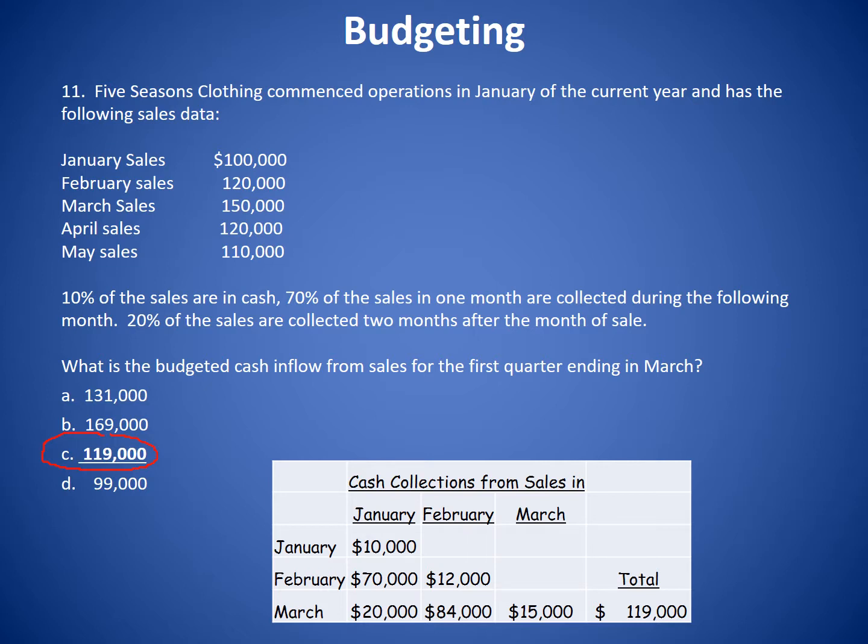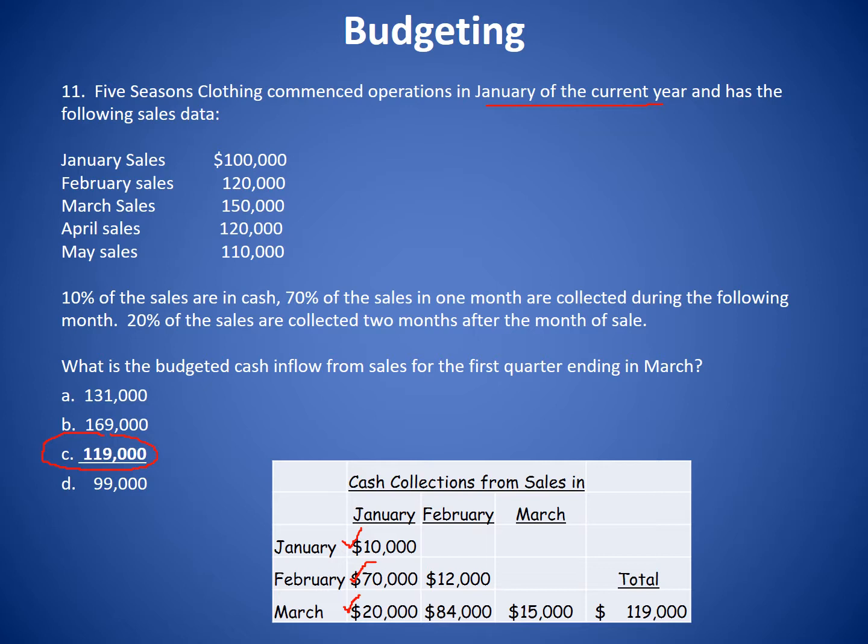The problem is simplified in that we started our operations at the beginning of the current year, so we don't have to worry about prior month cash collections. So starting off with January, we collected 10% of the sales, and our January sales were 100,000, so 10% of those sales were $10,000. In February, then, we collected 70% of January's sales, so we collected $70,000. And then in March, we collected the remaining 20% of January's sales, so that amounts to $20,000.